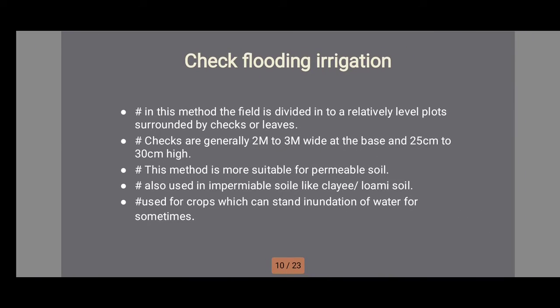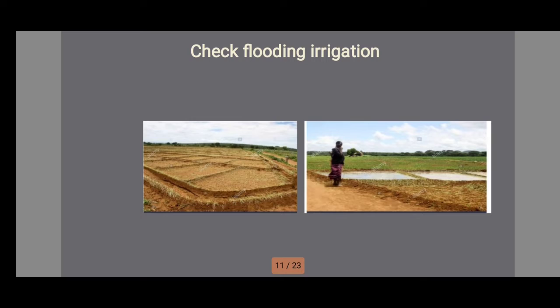And check flooding irrigation. In this method, the field is divided into a rectangular level plot. Checks are generally 2 to 3 meters wide and 25 to 30 centimeters in height. This method is more suitable for permeable soil. It's also used for impermeable soil like clay and loam. This is the check flooding irrigation. We can see in the picture that they divided the soil into different parts and made the bunds and they irrigate the land.